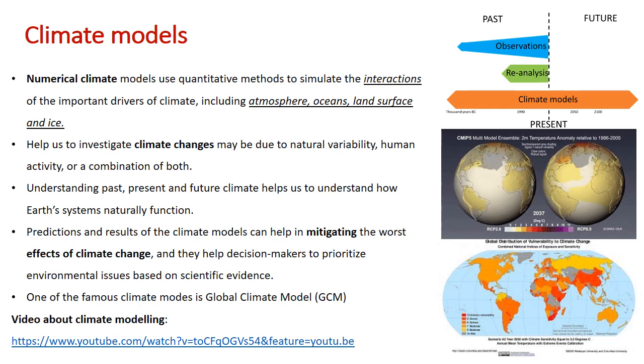And once you put all of these together, your climate model can help us understand, for example, whether these changes in the climate are caused by human activities, or happened naturally, or happen by a combination of these. And when you understand the past, the present, and the future climate, it will help you understand how the ecosystem functions.